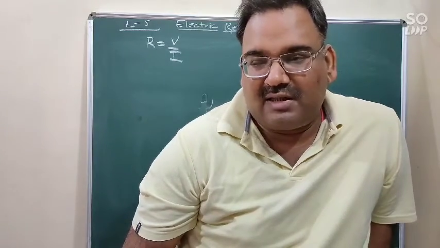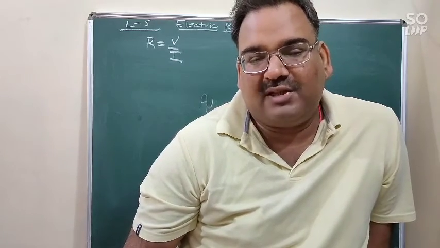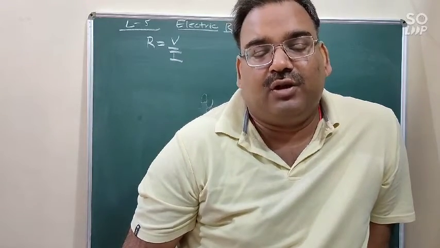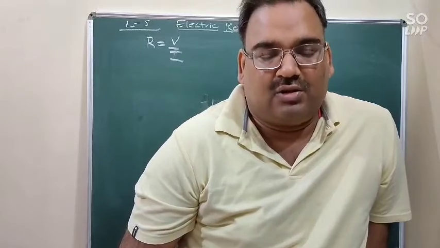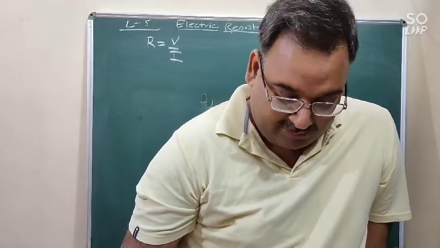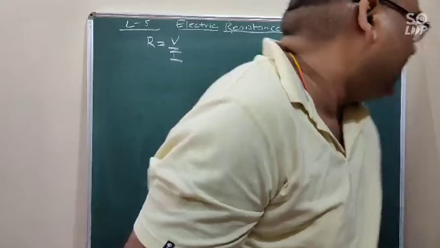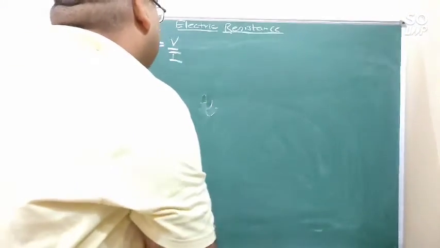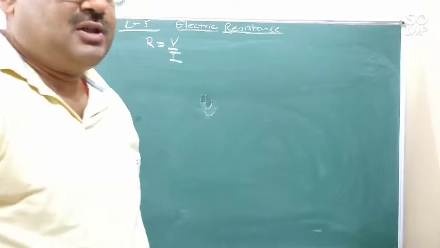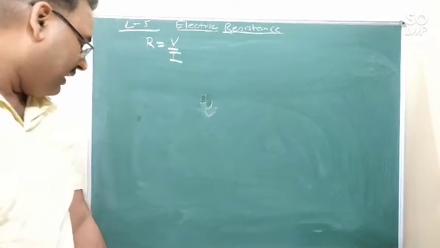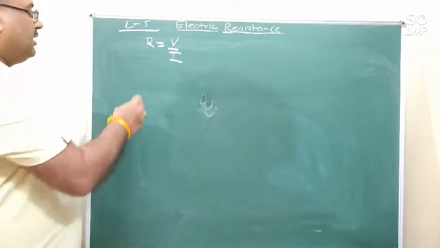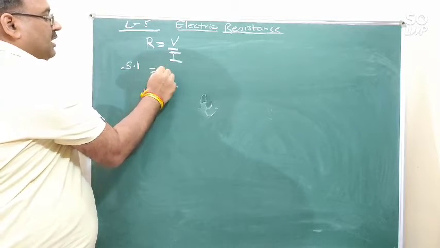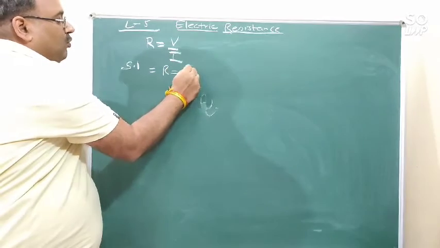So what is electric resistance? Electric resistance is the ratio of the potential difference applied across the end of the conductor to the current flowing through the conductor. So R is equal to V upon I. R is resistance, V is potential difference, I is current. The SI unit for resistance is Ohm. R की SI unit क्या है? Ohm.